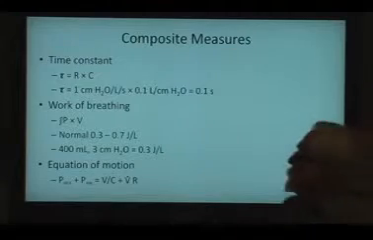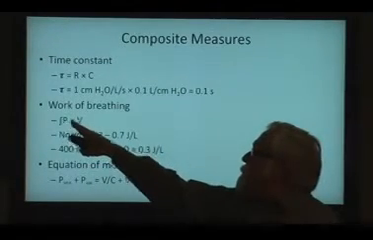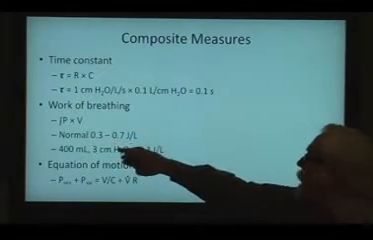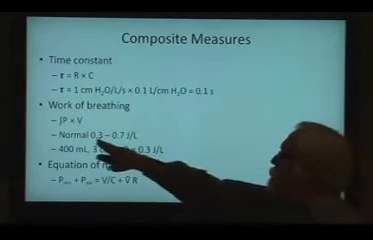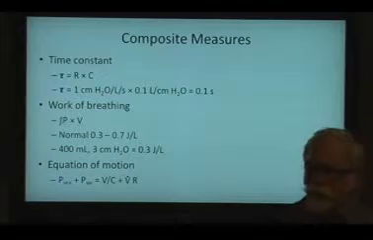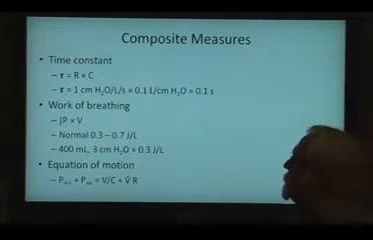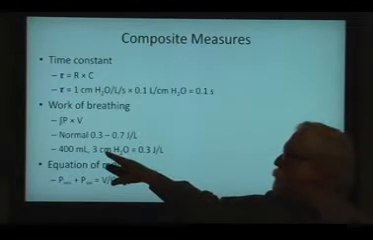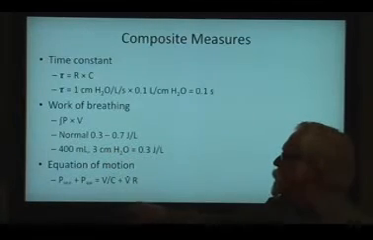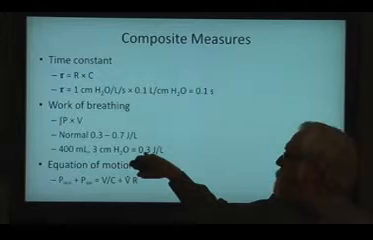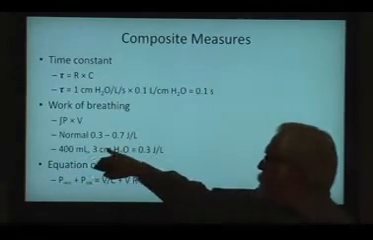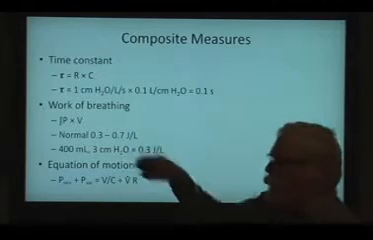Work of breathing is the pressure times volume integral. So this takes calculus actually to calculate this. Normal is about 0.3 to 0.7 joules per liter. If you have a tidal volume of 400 milliliters and an inspiratory pleural pressure change of 3 centimeters of water, that works out to be about 0.3 joules per liter. So in other words, normal tidal volume, normal pressure change, normal work of breathing.